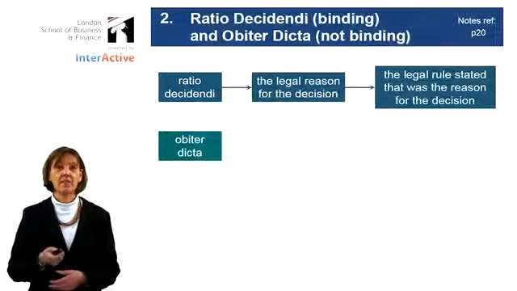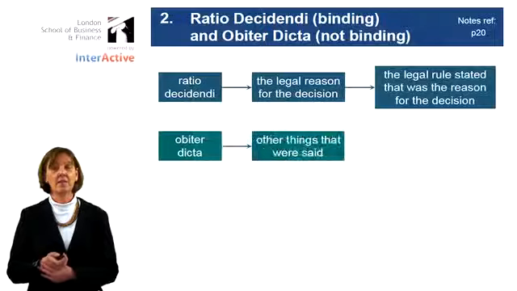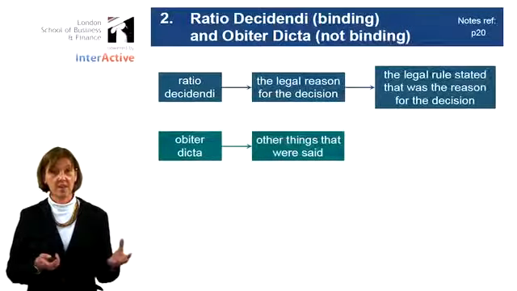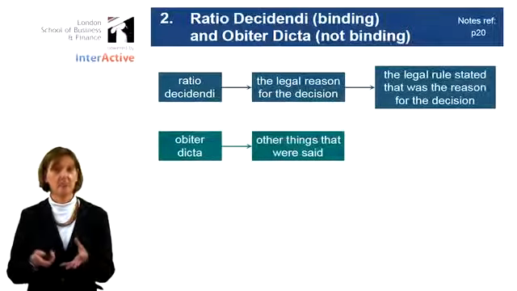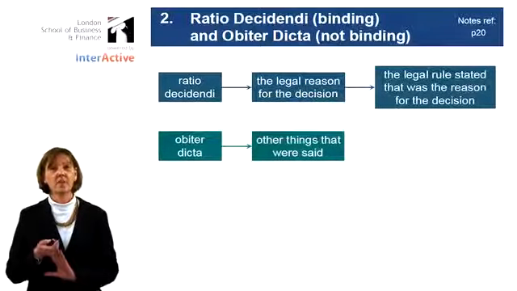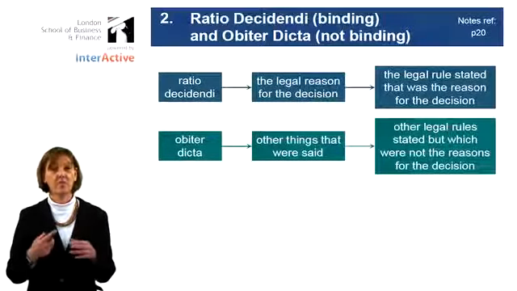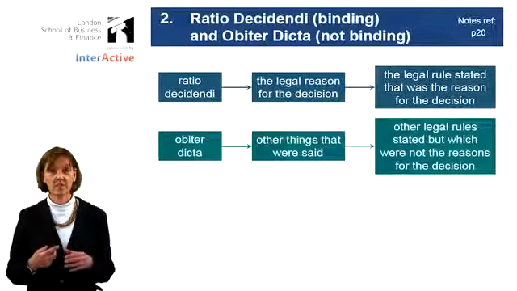If we now look at obiter dicta, literally the words obiter dicta mean other things that were said. Obiter is other and dicta was said. But what we're referring to is other rules of law that the judge stated in his judgment, but which were not the reasons for the decision.